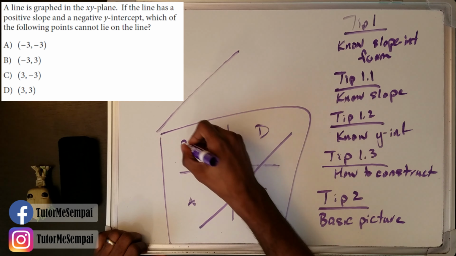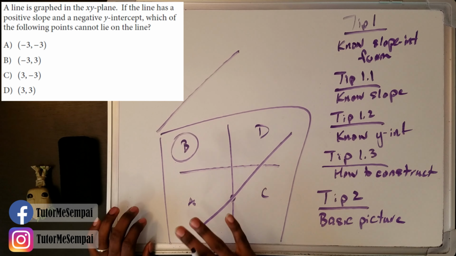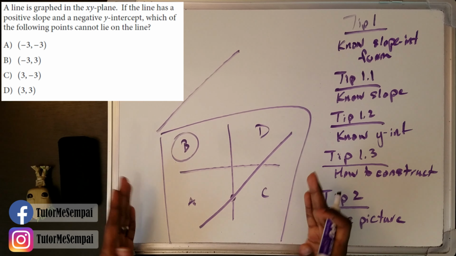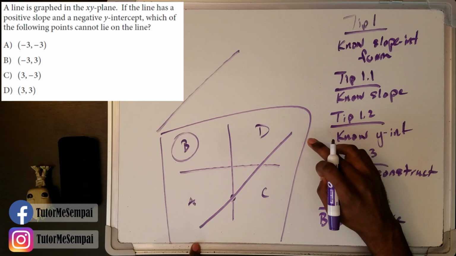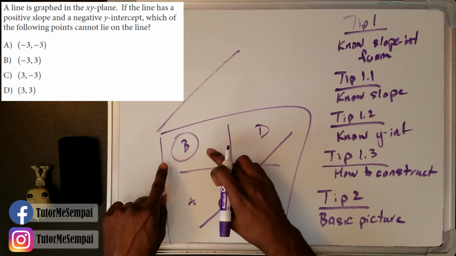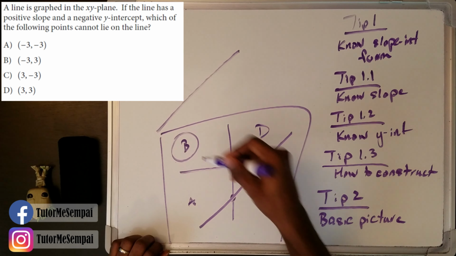So without having to do much work, just from having a basic picture understanding, if you knew this without even having to graph it, you save even more time. But if you have to graph it, know that you should have a basic picture understanding, and you see that it has to go through these quadrants, but it can never go through this one. So B is our answer for this question. B cannot be on this line.